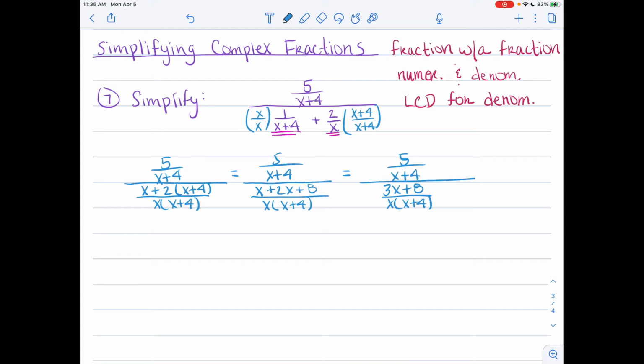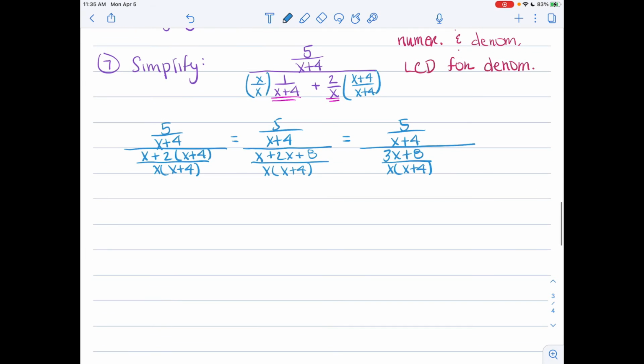All right, I have simplified this bottom fraction as much as I can, and now I have a division problem, just like we did last time when we divided fractions. So remember, keep, change, flip. We want to keep the numerator, which is a fraction itself, change to multiplying, and flip the denominator. x times x plus 4 all over 3x plus 8.